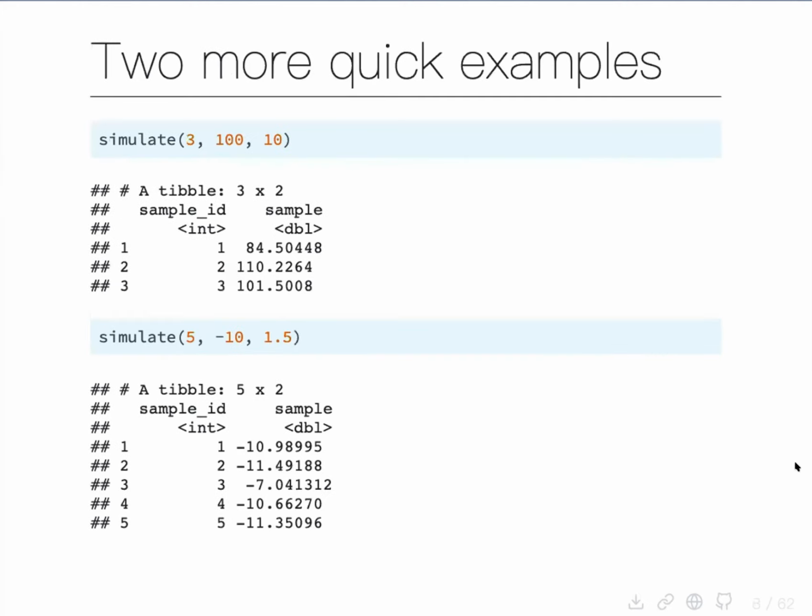Two more quick examples. If I say simulate 3, 100, 10, then I'm getting 3 draws from a random normal distribution with a mean of 100 and a standard deviation of 10. So we get our sample ID 1, 2, 3 and our sample observations. Same thing over here. Now I'm getting 5 draws from a random normal distribution with a mean of -10 and a standard deviation of 1.5. Okay, are we ready to go? Everybody feeling good? All set up?